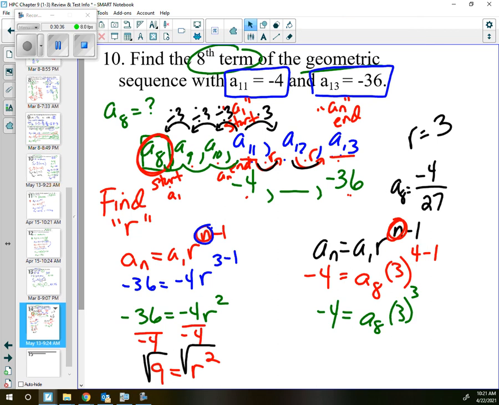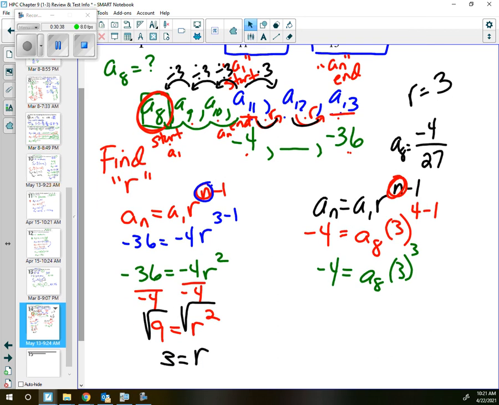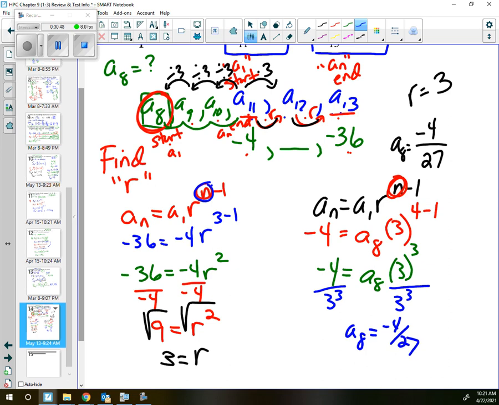So how would you solve for it? Well, think about what we just did. Didn't we divide by 3 three times? It's exactly what we're going to be doing. We're going to divide by that 3 cubed on both sides. So the 8th term would be that -4 over 27. Now, if I was looking for a term after, like say A17 or something, then I would have been looking for the AN, and the terms that I knew were before it.